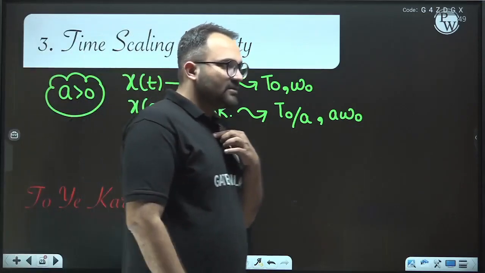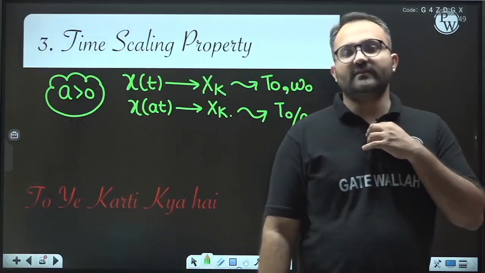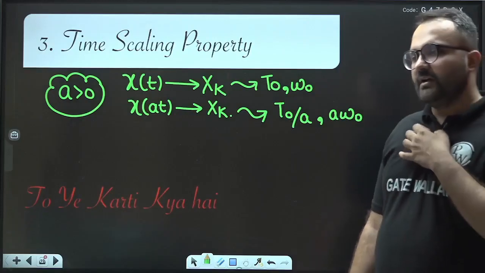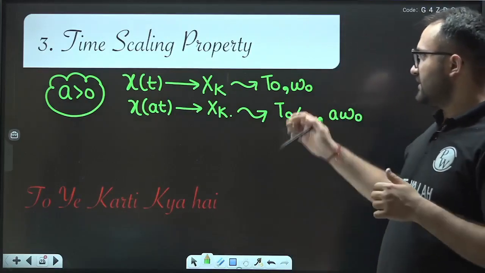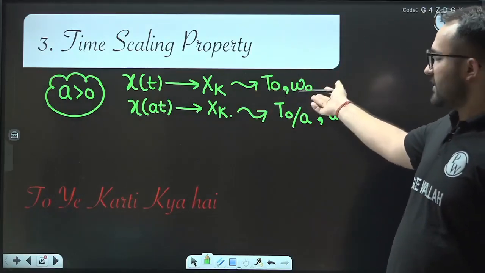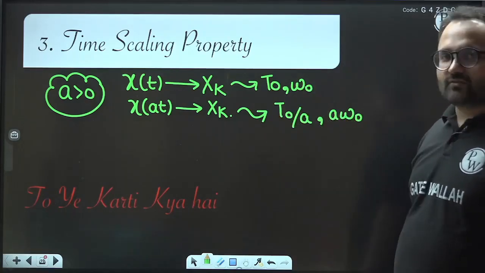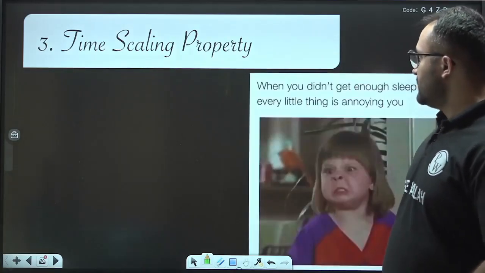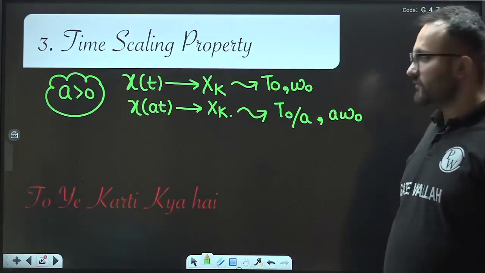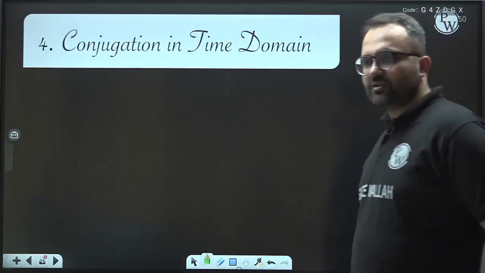Remember that time scaling does not affect the Fourier series coefficients. It will affect only the time period and the fundamental frequency. It will not affect the Fourier series coefficient values. Okay, so for the time scaling property, this is enough. Next, conjugation in time domain.